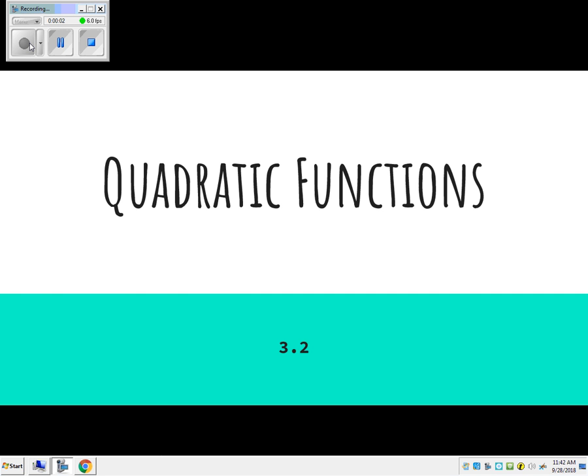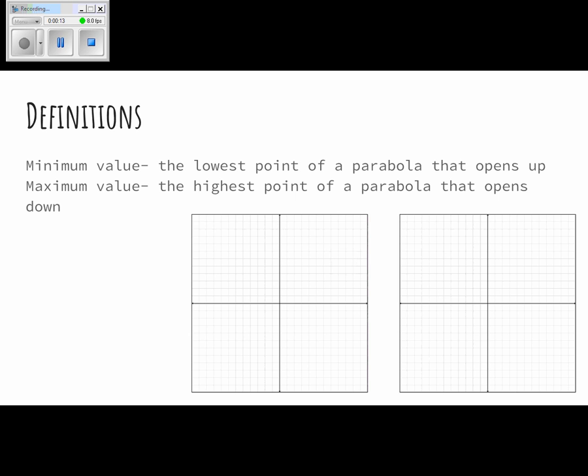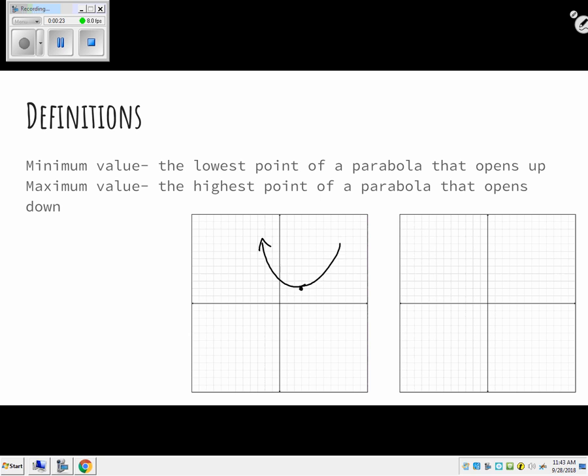The third thing I want to talk about with quadratic functions, after we solved them about a month ago, after we graphed them yesterday, is being able to work with this most important point again, the vertex. So the vertex is going to represent the minimum value, the lowest point of the parabola, if the parabola opens up.